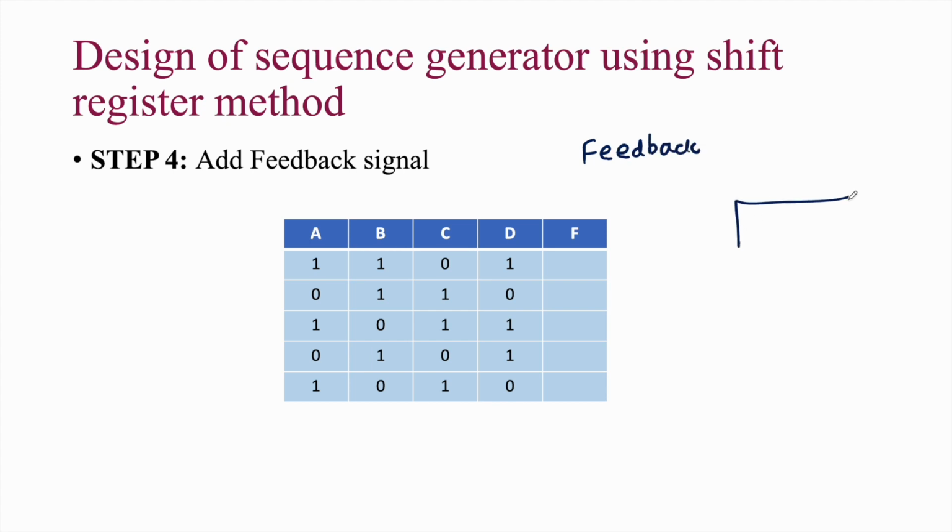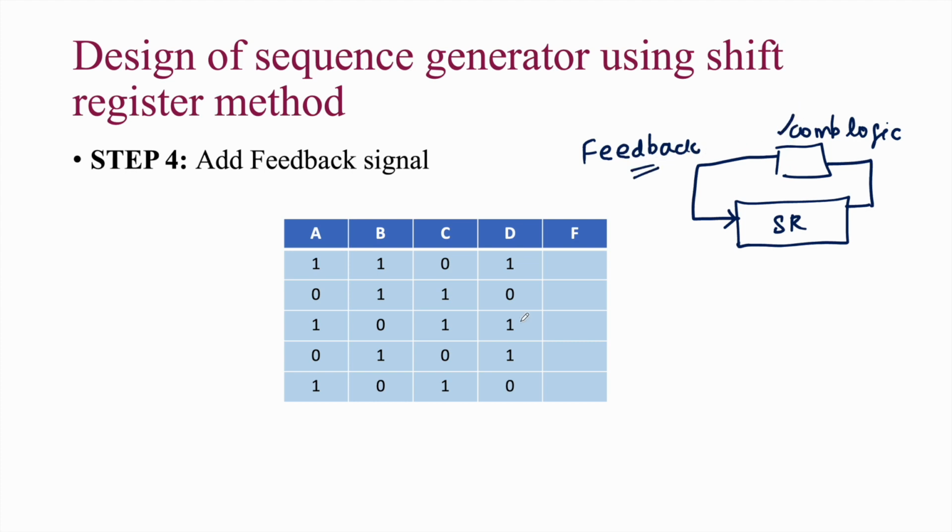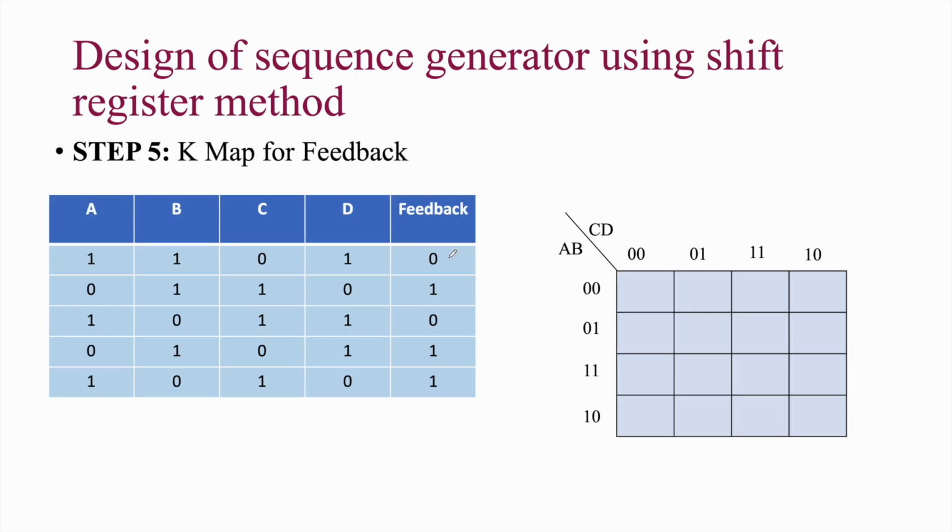So we'll have a shift register here. Outputs of shift register will be taken and given to a combinational logic. And then the output of combinational logic will be given as the input. So here we are going to design this logic and identify this F feedback signal. In order to do that, we have to shift this data once again and then go for a K-map. So the data is shifted once. Let us go for a K-map now. So K-map for the feedback signal has to be done.